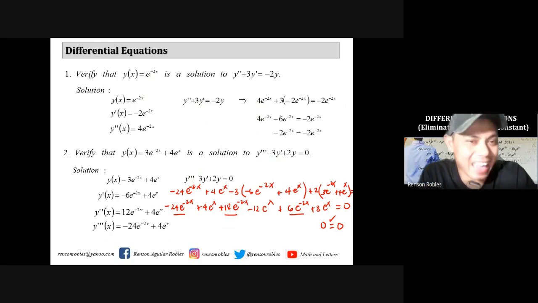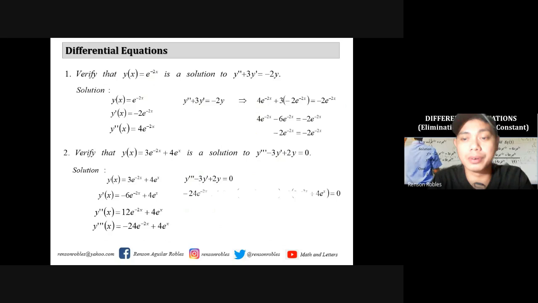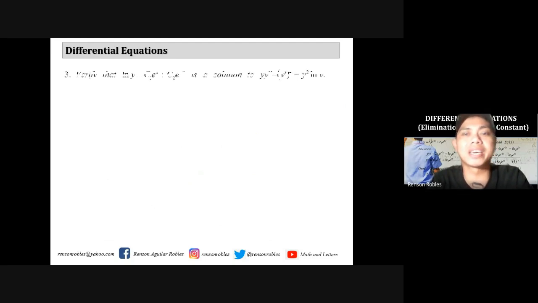we now verified that y of x equals 3 e to the negative 2x plus 4 e to the x is a solution to this given differential equation. Okay, let me just show it to you, right? And we can now see that 0 equals 0. Okay, so from these two examples, we can now see that when you are given a solution, then we can easily verify whether it is a solution to a given differential equation by just differentiating and then substituting it to the given DE.